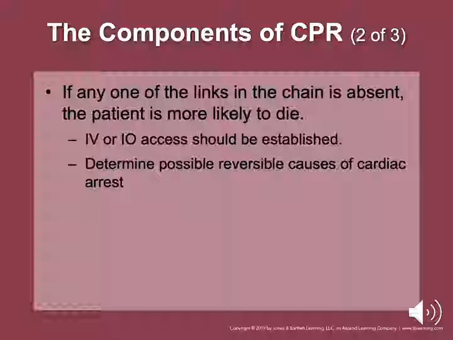Hypovolemia of some sort, hypoxia, hydrogen ion with acidosis, hyperkalemia, hypothermia. Just try to remember them. Then the T's: tension pneumothorax, cardiac tamponade, toxins, and thrombosis, both coronary and pulmonary. So try to think about all these: what could be causing it, what couldn't be causing it.